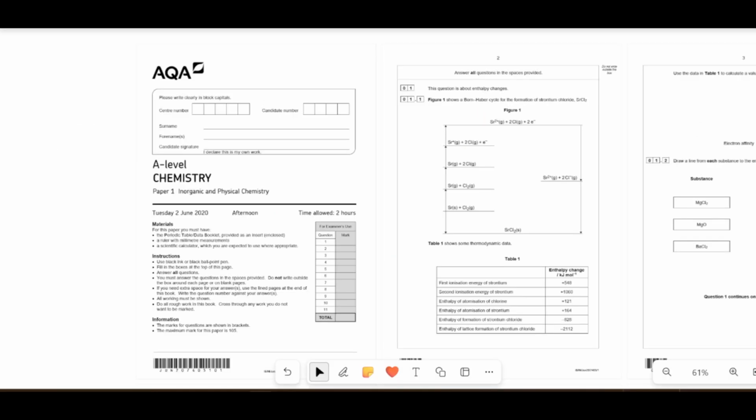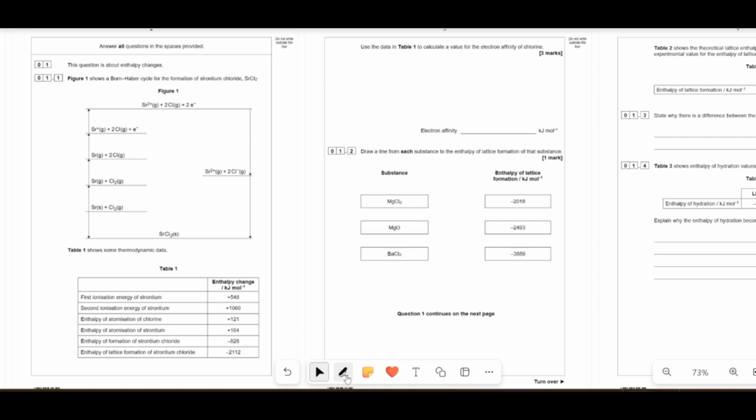Hello everybody, welcome back to another episode of the A-Level Cookbook. Today we're going to be going through the A-Level Chemistry from AQA Paper 1, June 2020. So this question is about enthalpy changes. Figure 1 shows a Born-Haber cycle that shows the formation of strontium chloride, which is SrCl2. And it shows us some thermodynamic data as follows. It says use the data in table 1 to find the electron affinity of chlorine.